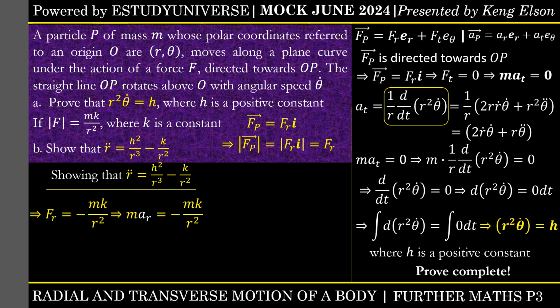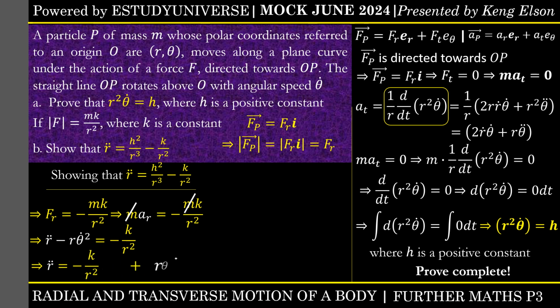So with that said, what do we have? We have that m a_r, because Fr is the mass times the acceleration in the radial direction. So we take the mass times the acceleration in the radial direction, then we equate it to negative mk on r squared. The m's are going to cancel, and then the acceleration in the radial direction is r double dot minus r theta dot squared. That's its own definition. We equate it to negative k on r squared.